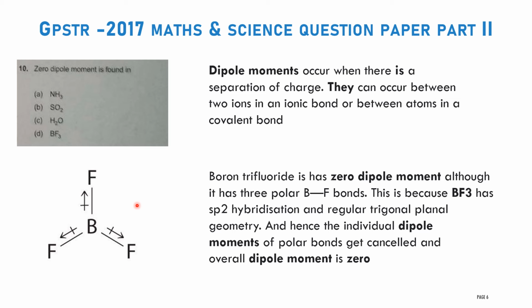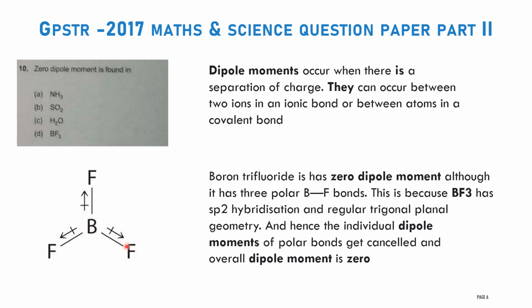Then here consider the case of BF3. Already I mentioned BF3 has zero dipole moment. Why does it have zero dipole moment? Let us discuss in detail. Here you can observe boron trifluoride. It has three polar B-F bonds. BF3 has sp2 hybridization. Here you have three polar bonds, and these bonds are formed by sp2 hybridization.